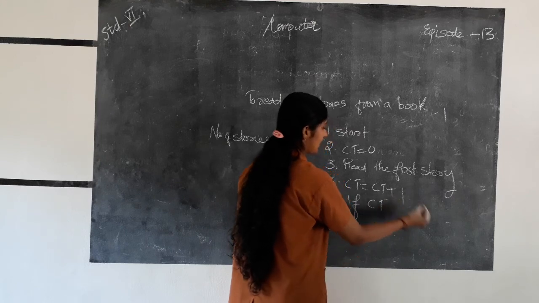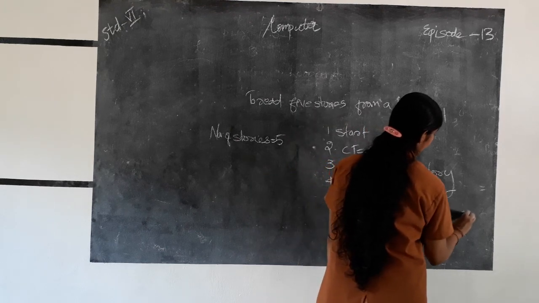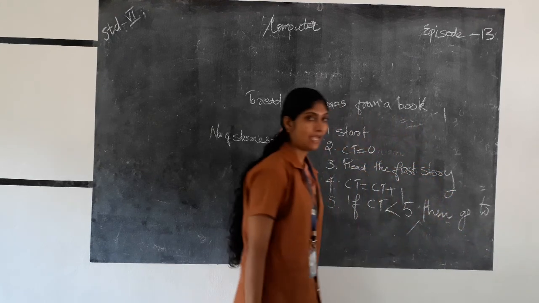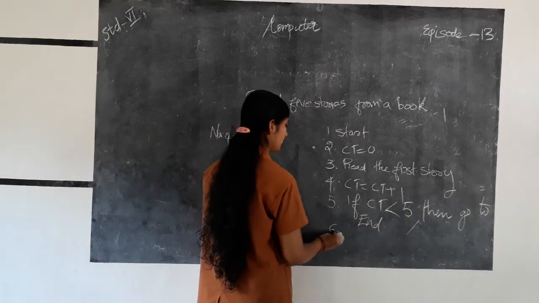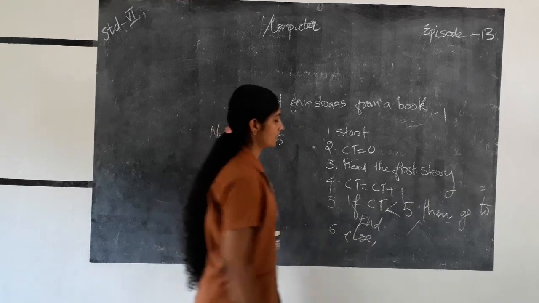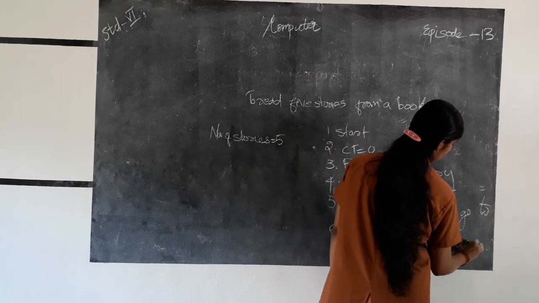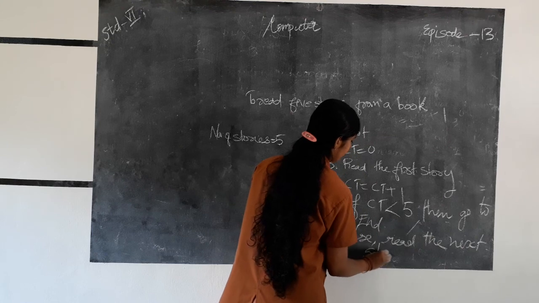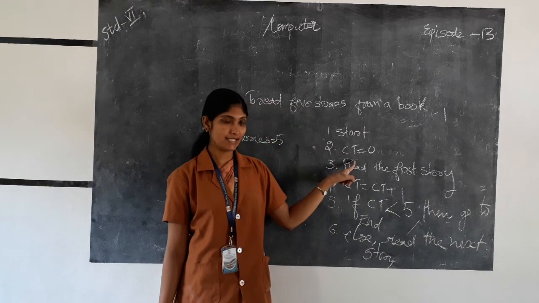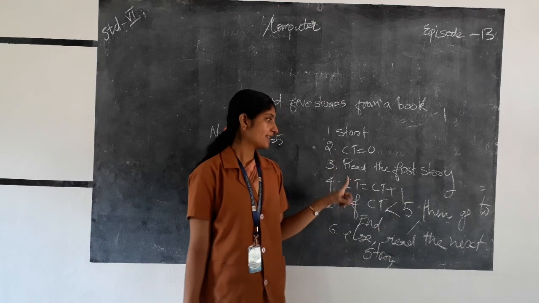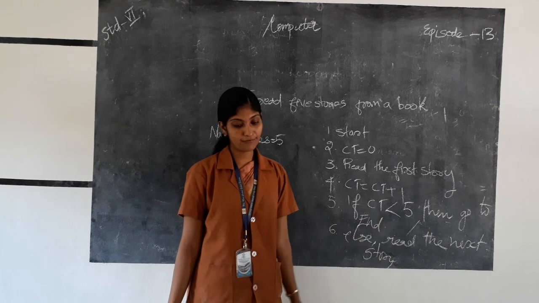If CT is less than 5, then go to end or stop statement. Otherwise, in the else part, read the next story. So here there are 5 stories in a book. Let's start, and the counter CT is equal to 0. So read the first story. Then increment the counter by 1. Then check if CT is less than 5.